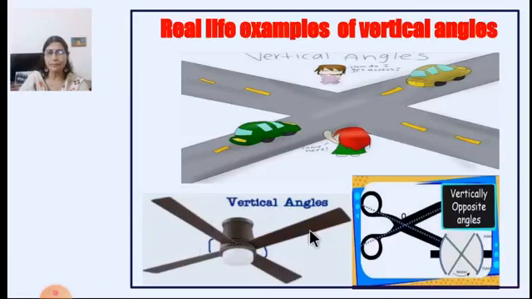Same way if you see the blades of the fan, they also form vertical angles. Even a scissor, if you keep it like this, forms vertically opposite angles. This angle and this angle will be equal. Same way this angle will be equal to this angle.